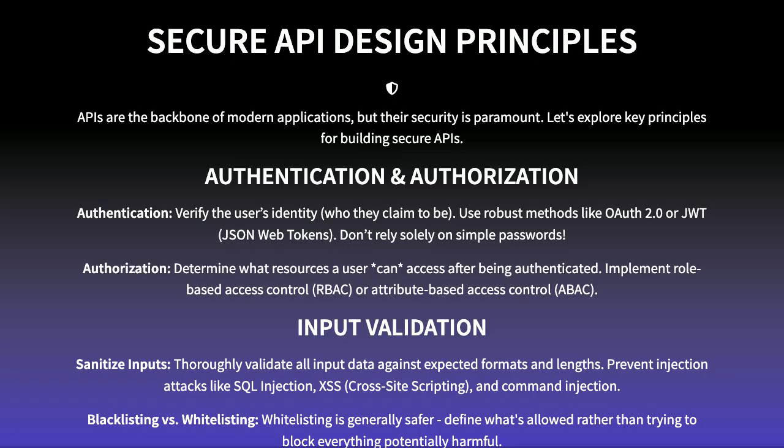Next, let's talk about input validation, making sure everything coming into your API is good data, not malicious code. Rate limiting helps protect against attackers overwhelming your system with requests. And of course, always use HTTPS to keep data safe during transport and encode output to prevent XSS attacks.